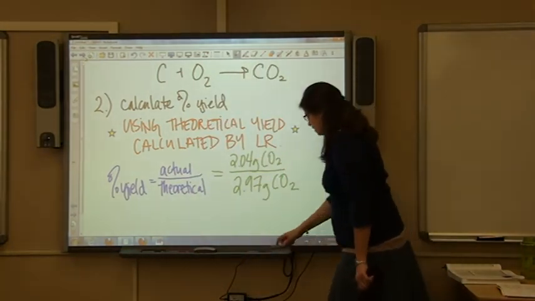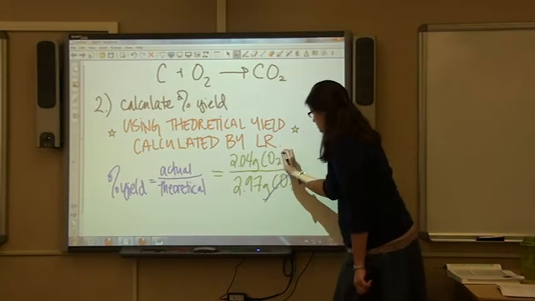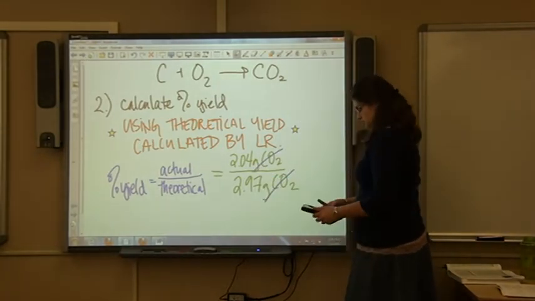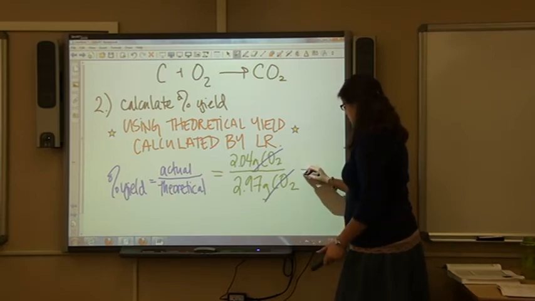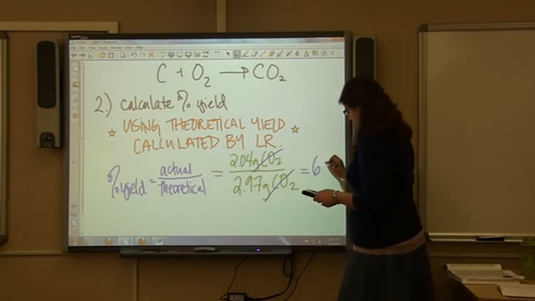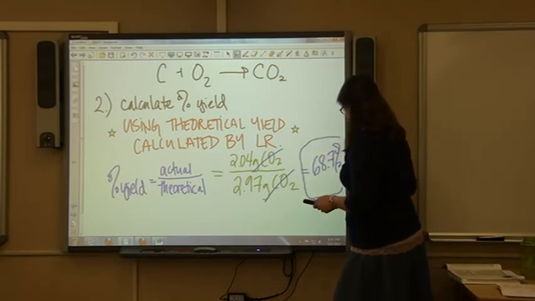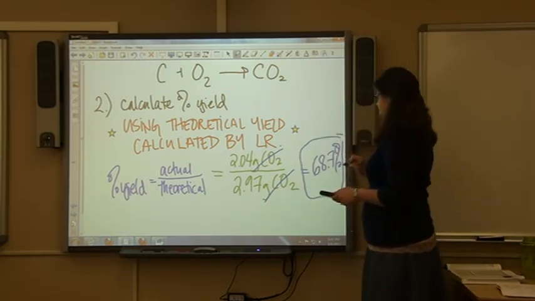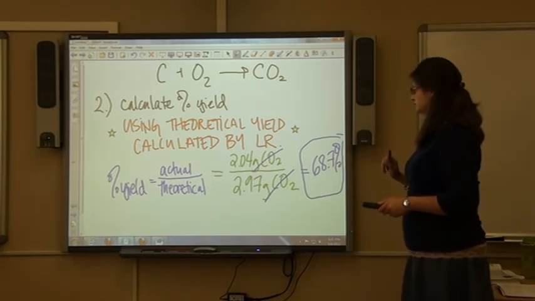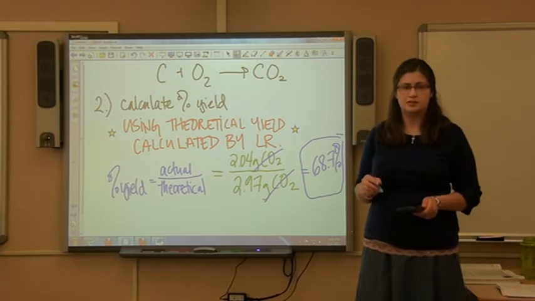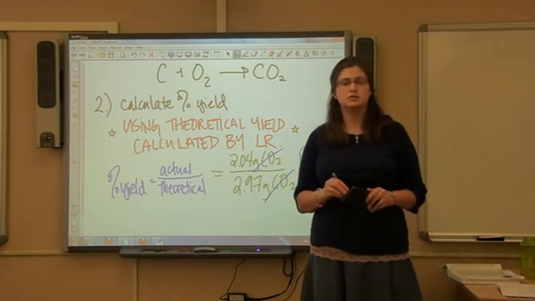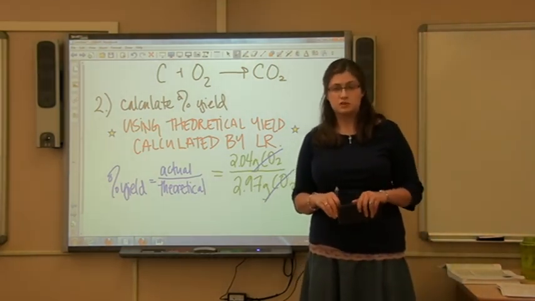And now notice your grams are going to cancel here. So that means you're left with just a number. And your answer should be 68.7%. So you were able to isolate 68.7% of the total possible yield that you can get from this reaction in the lab.